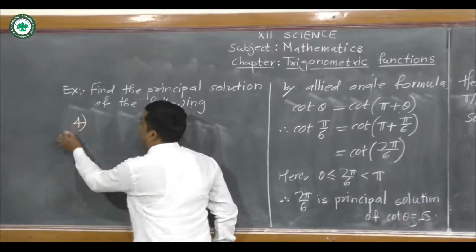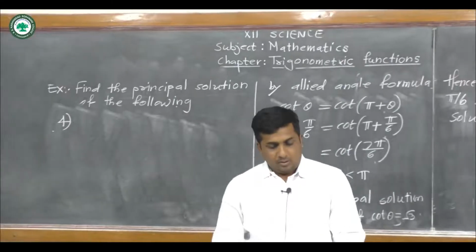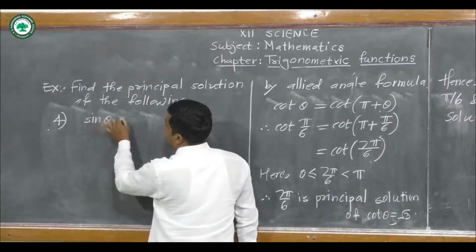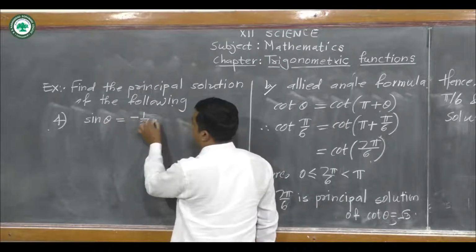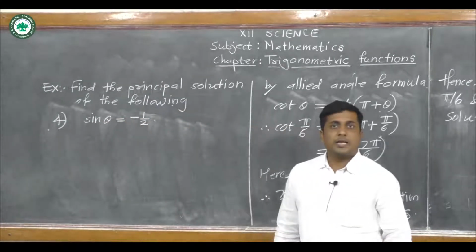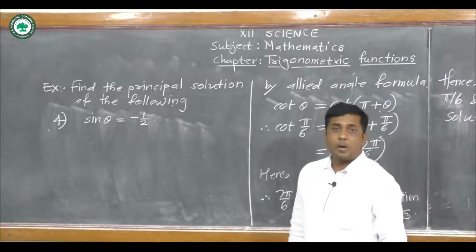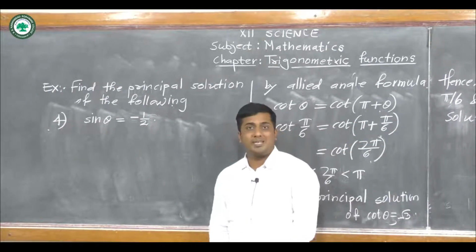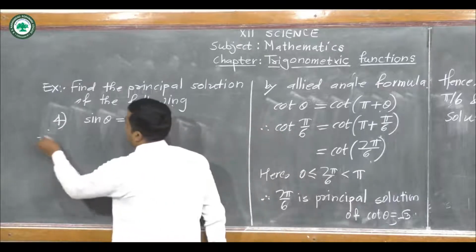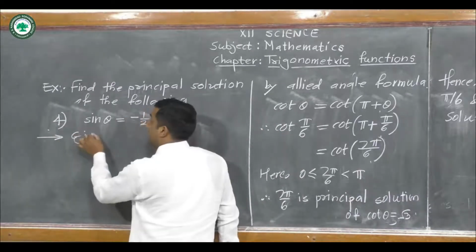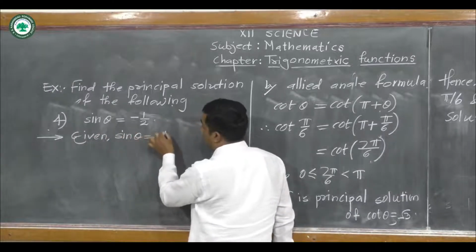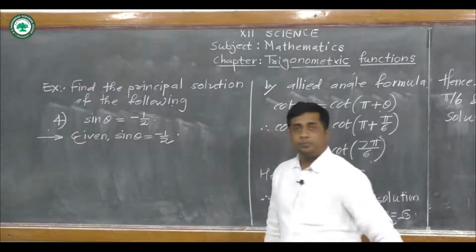Here in fourth, given sin theta is equal to minus 1 upon 2. Sin theta is equal to minus 1 upon 2. That is negative value of sine. That is minus 1 upon 2 is given. Okay, let us consider given equation again. Given sine theta is equal to minus 1 upon 2.